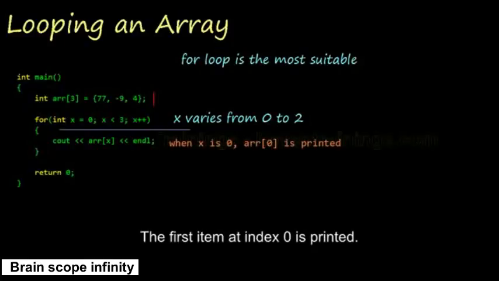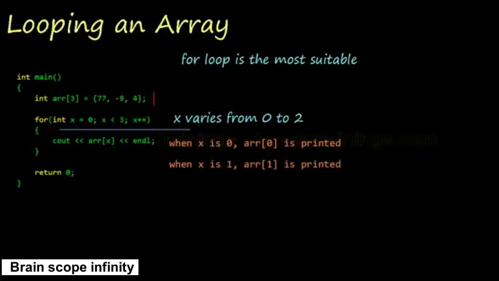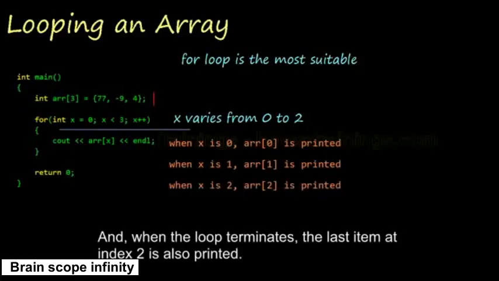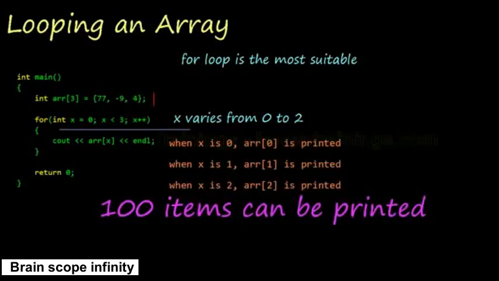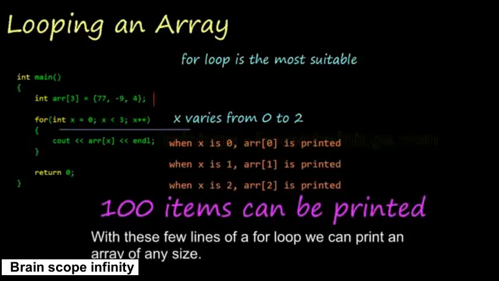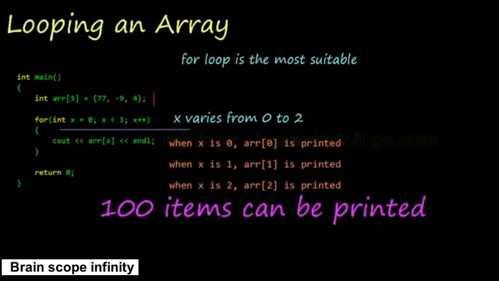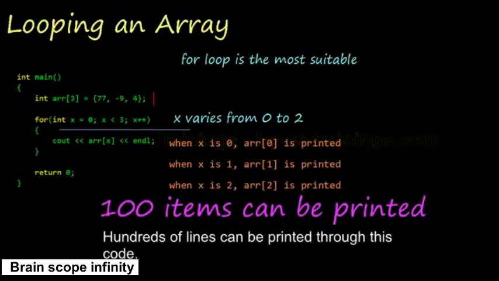The first item at index 0 is printed. Next to print is the item at index 1. And, when the loop terminates, the last item at index 2 is also printed. With these few lines of a for loop, we can print an array of any size. Hundreds of lines can be printed through this code.